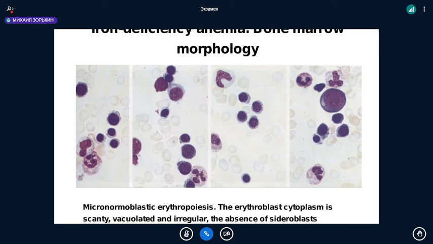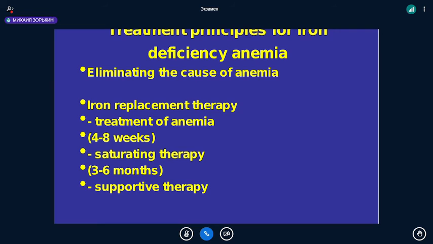Bone marrow morphology: micronormoblastic erythropoiesis. Erythroblast cytoplasm is scanty, vacuolated, and irregular, with the absence of sideroblasts. But usually, the iron deficiency does not require the bone marrow histology, it is just not needed. Biochemical analysis is the most necessary.